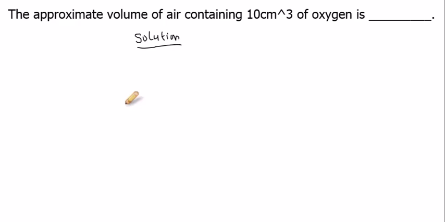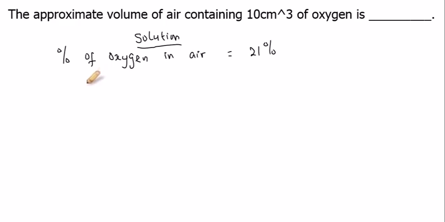That is, in any amount of air we have, the percentage of oxygen it contains is always 21%. Simply put, 21% of a certain amount of air is 10 cm³. So what is the volume of air whose 21% is 10 cm³? Let's proceed. Here I'll state that the percentage of oxygen in air equals 21%.